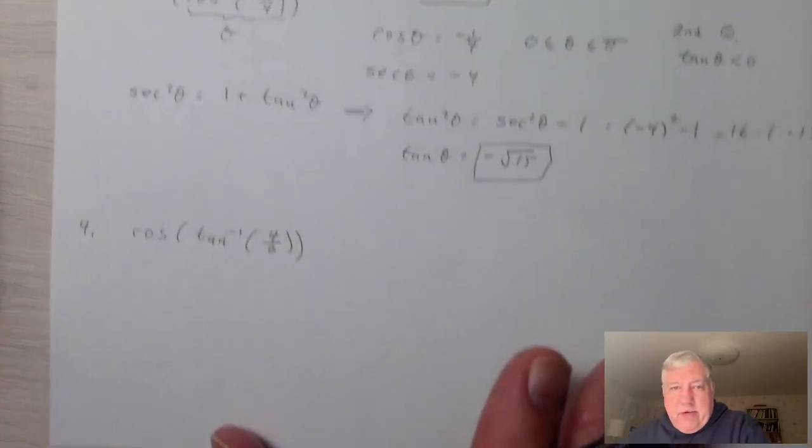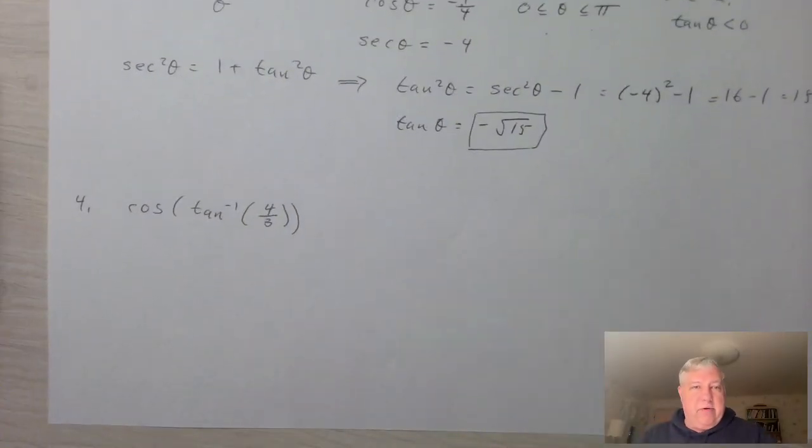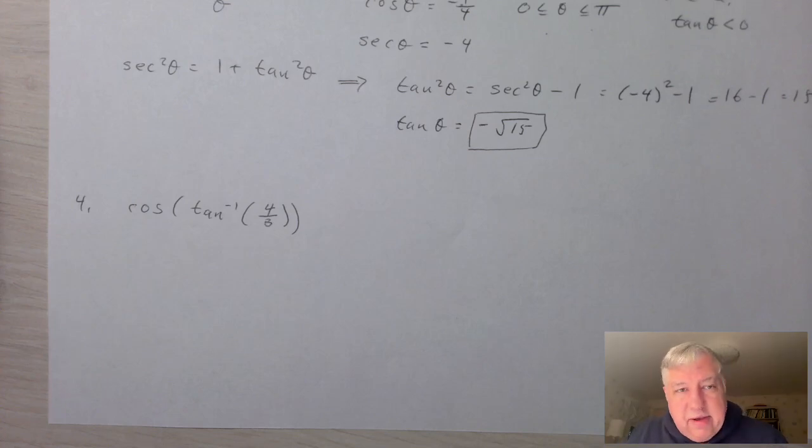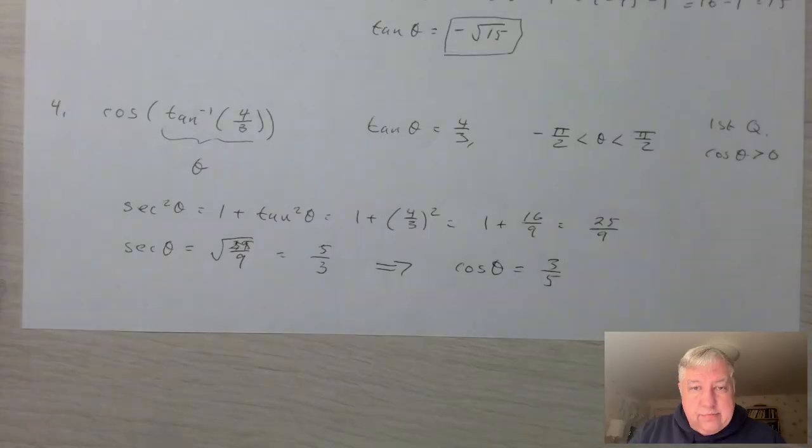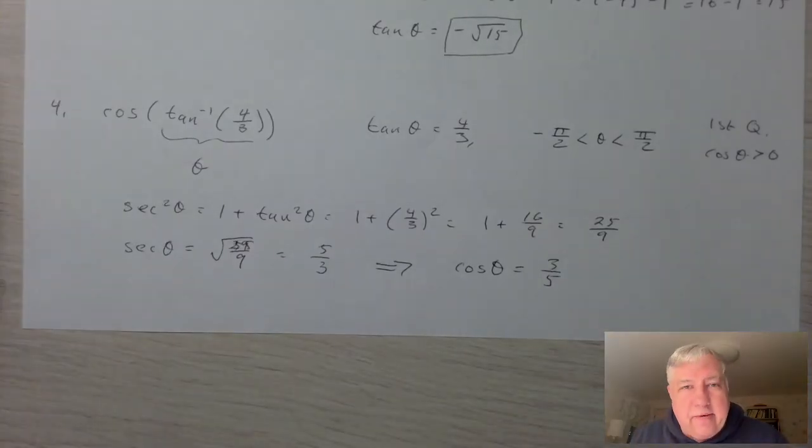And tell you what, why don't I pause the video and I'll let you do number 4 by yourself. This is the cosine of the inverse tangent of 4/3. There. Okay, let's see how we did.